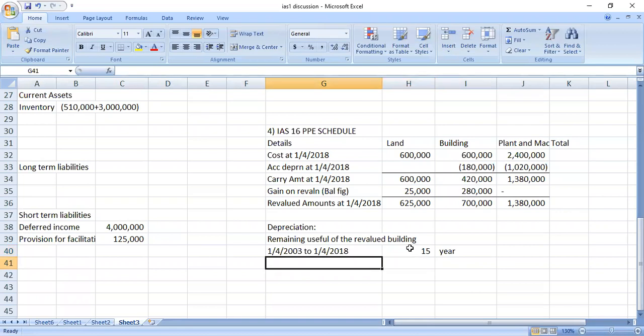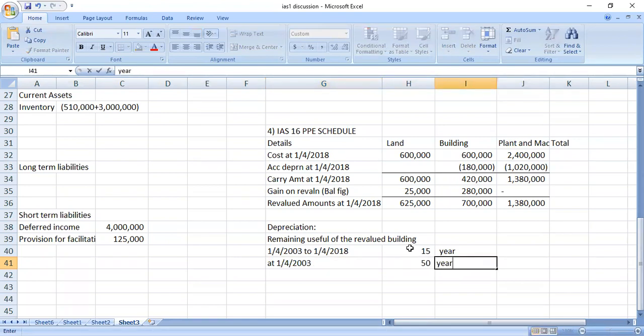So meaning that what is remaining, remember it had 50 years at the beginning. At 1st April 2003, its full life was 50 years. But what is remaining now at 1st April 2018 can only be the balance, which is 50 minus 15. So we have 35 years.